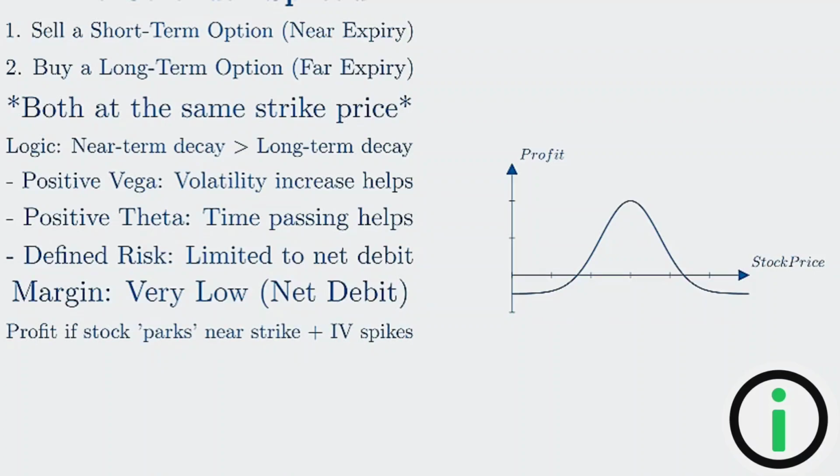If implied volatility spikes, your longer-dated option will gain value faster than the short-term one, boosting your profits. It is a sophisticated way to bet on a stock parking at a price while expecting a future rise in market fear or volatility.